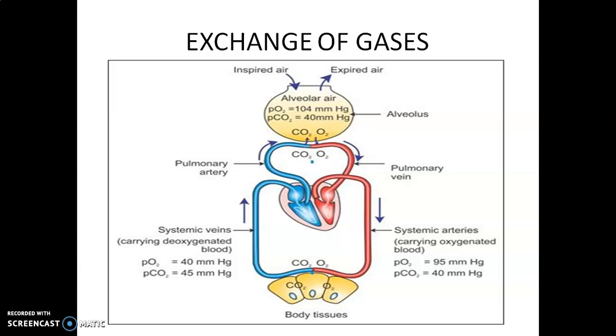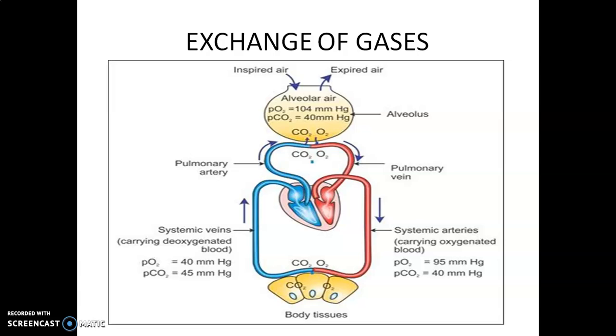So, the pressure contributed by an individual gas in a mixture of gases is called partial pressure. Here you can see the letter P near O2. This is the partial pressure of oxygen. This is the partial pressure of carbon dioxide. The partial pressure of these two gases in the atmospheric air and on the two sides of diffusion is given in our textbook on page number 272.